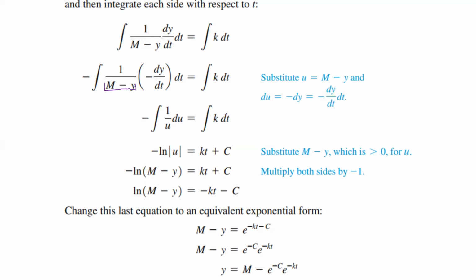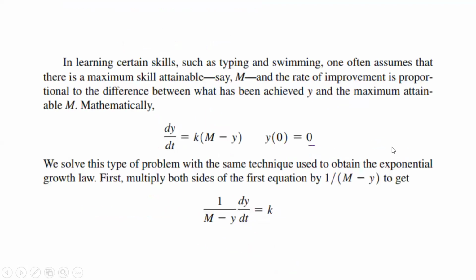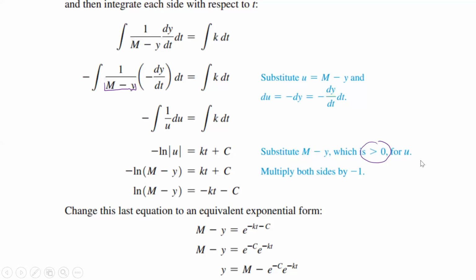And we go and back substitute our M - y back in. So we get minus ln of M - y. Now, what do we know about that? It has to be greater than 0, because we said over here, or we should have said over here, that that was going to be greater than 0 for u. And so that means we can drop our absolute values. And so now we multiply both sides by the negative here to get rid of it. And so we have the negatives here and here instead.